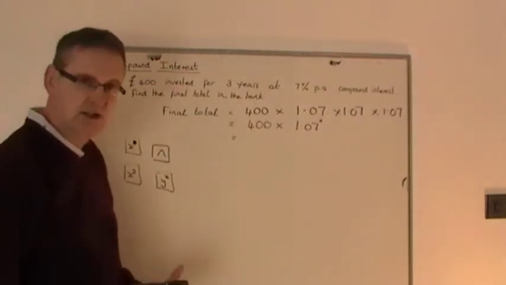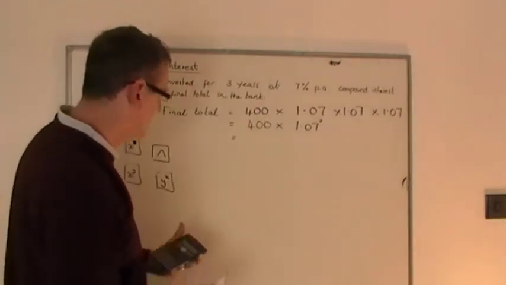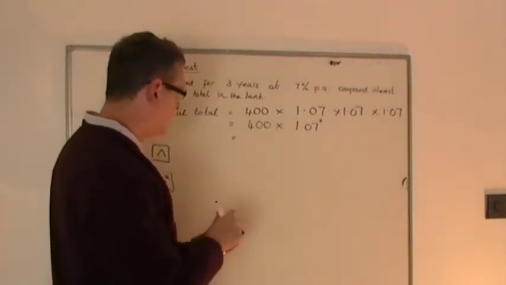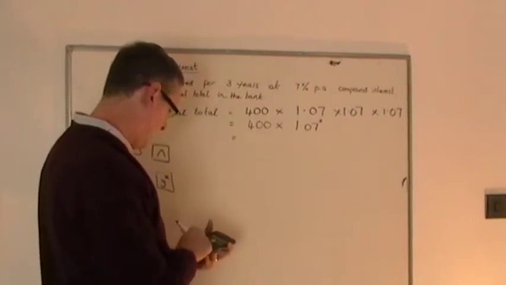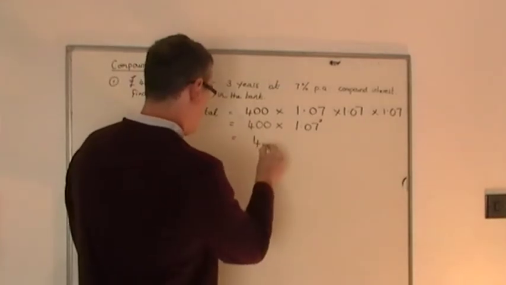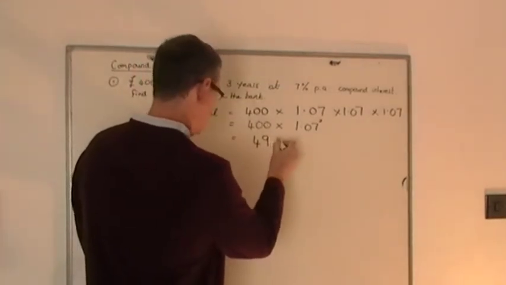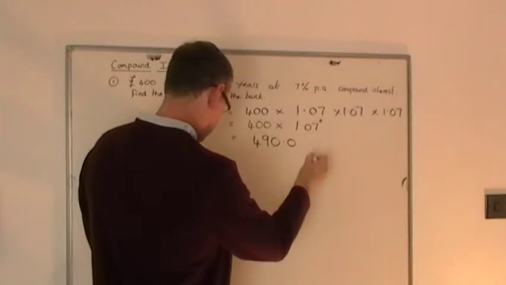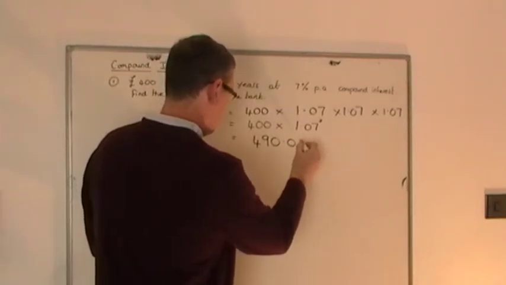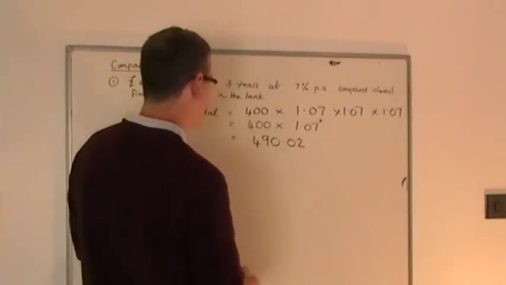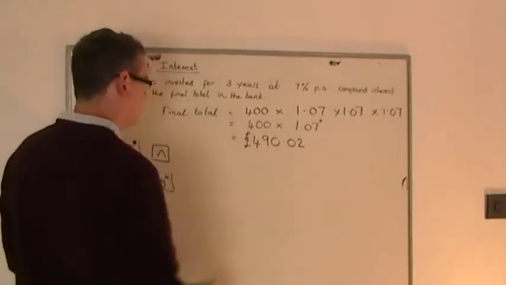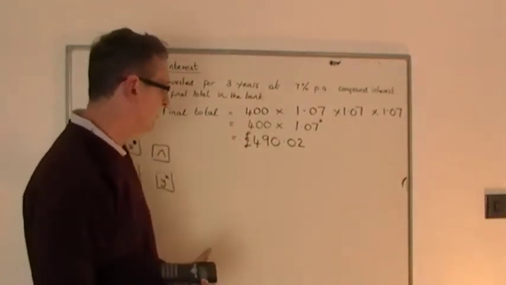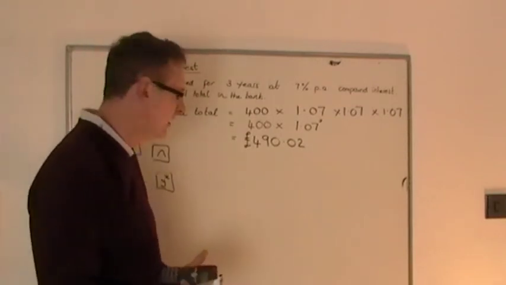Whichever one it is for your calculator, you need to find that button. So I'm going to press 400 times 1.07 power 3, and we will get an answer of 490.017. So 017 means 02 to the nearest penny, and we're in pounds. So the final total in the bank is £490.02.